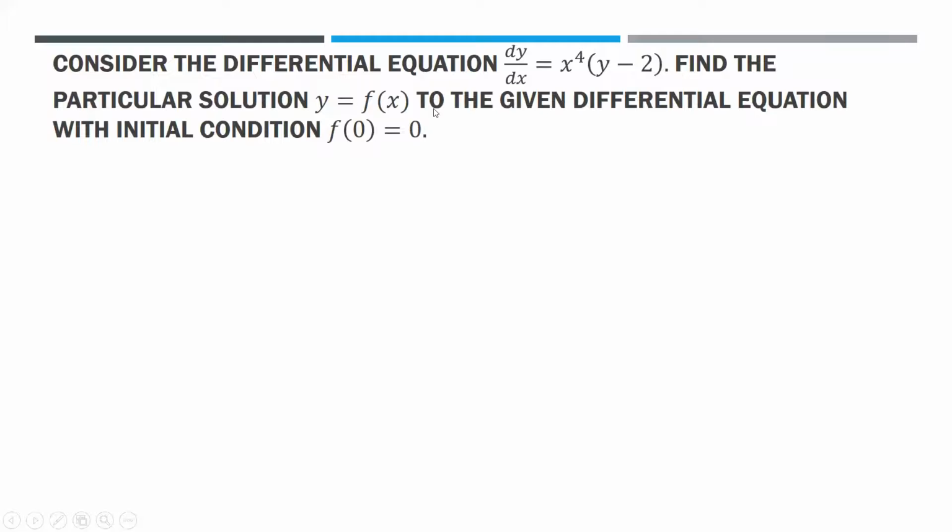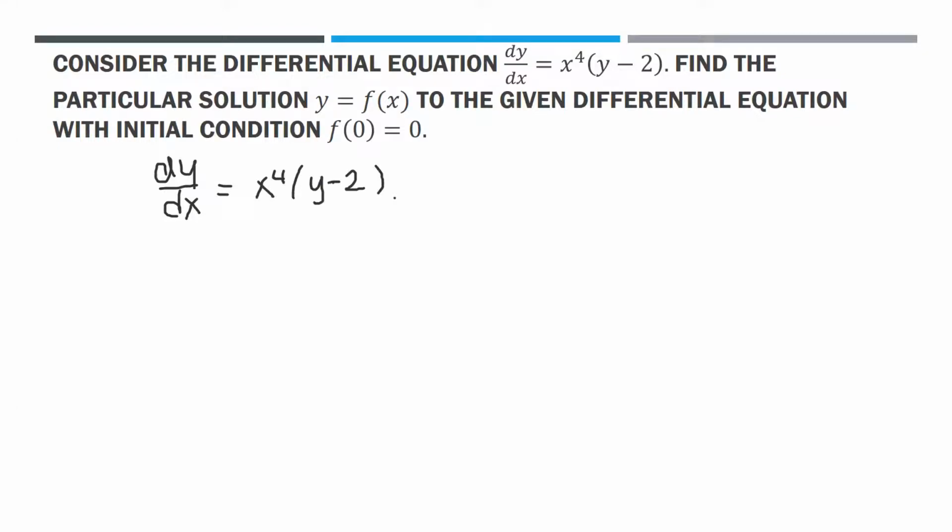Okay, so that was part A and B for the free response question on an AP exam. Here's part C. It says consider that function, find the particular solution. So this is particular, which means I'm going to be given a condition, which means my answer better not have a C. If it said general, then your answer would have a C. So we find the particular solution to the given differential equation with that condition. So we have dy/dx equals x to the fourth times y minus 2.